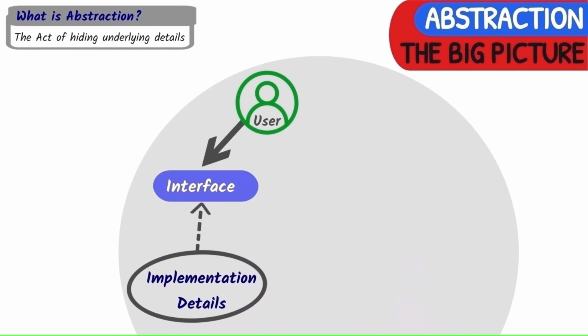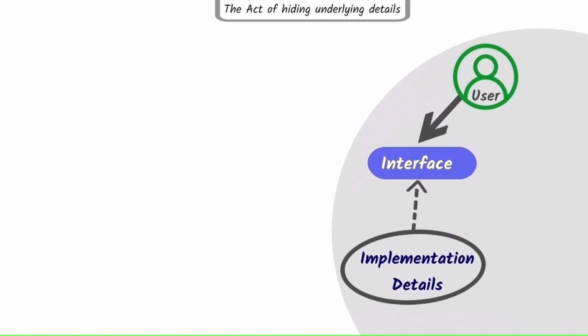What is an interface? Interface is something that we use to interact with something, and that's exactly what it is. This element is an interface that we can use to interact with this entity. Let's look at some examples.